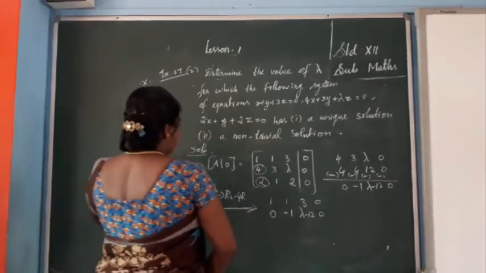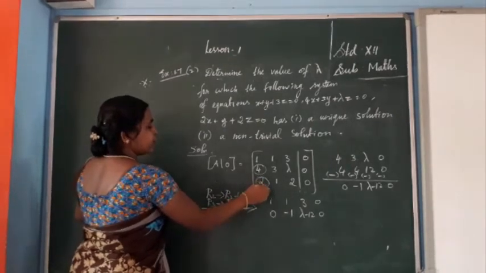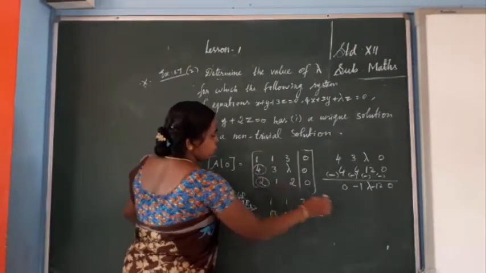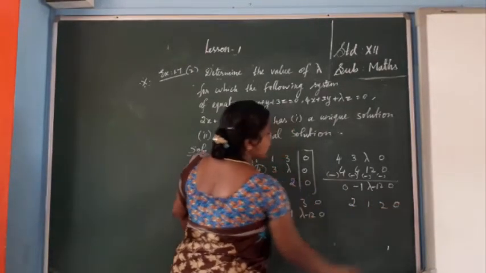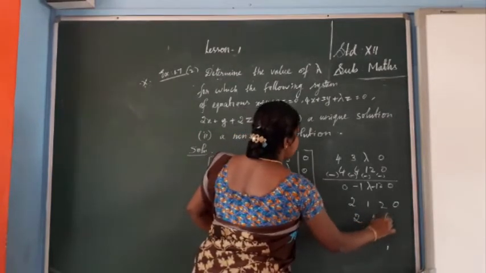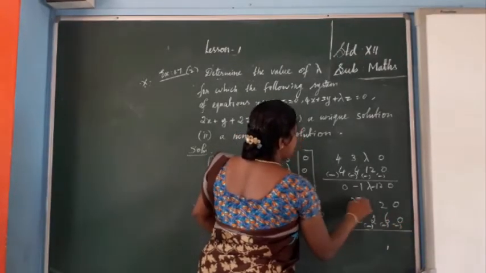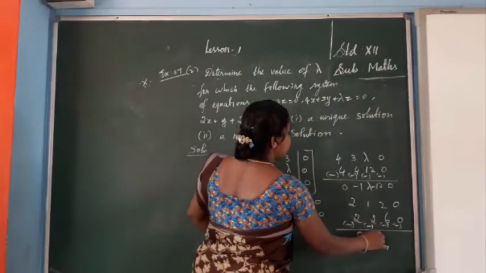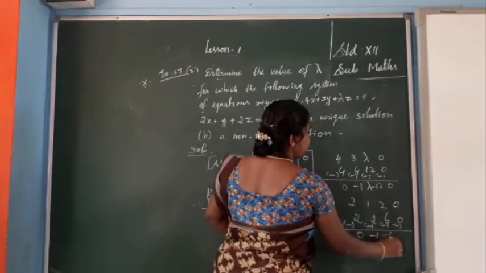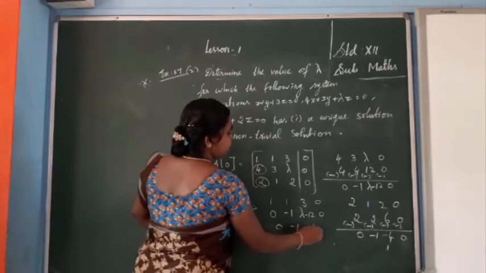Next, R3 gives R3 minus 2R1. You write R3 as 2 1 2 0. R1 multiplied by 2 gives 2 2 6 0. Subtract: 2 minus 2 is 0, 1 minus 2 is minus 1, 2 minus 6 is minus 4, 0 minus 0 is 0. So the row is 0 minus 1 minus 4 0.